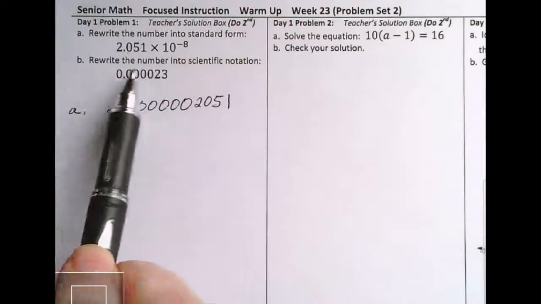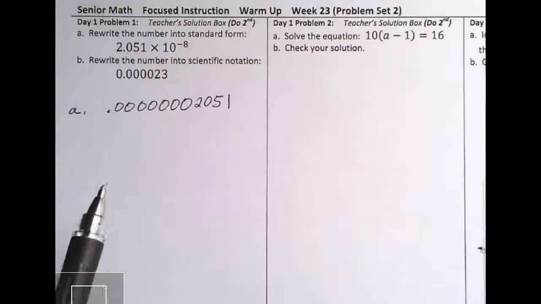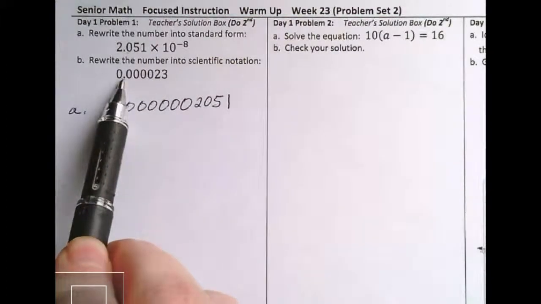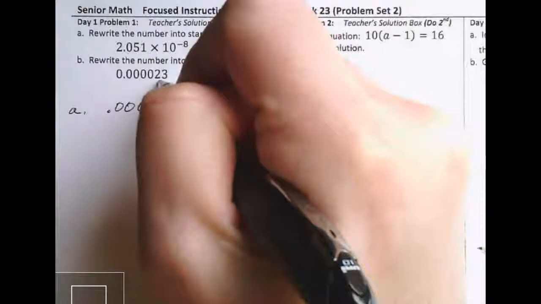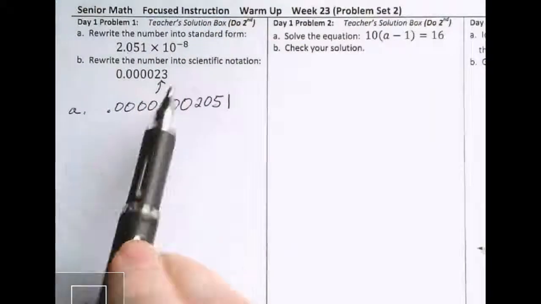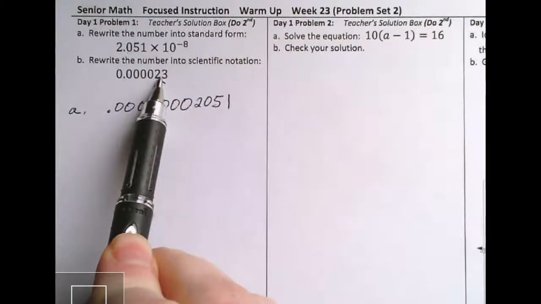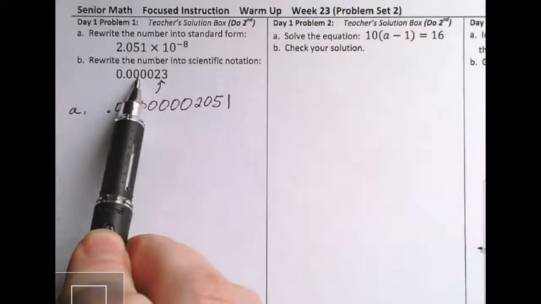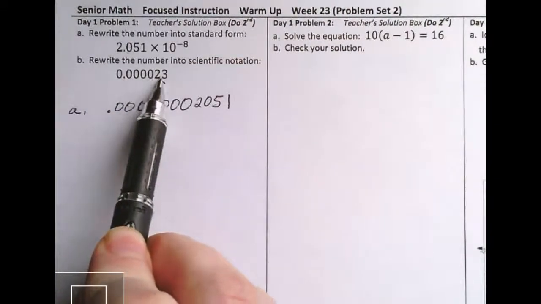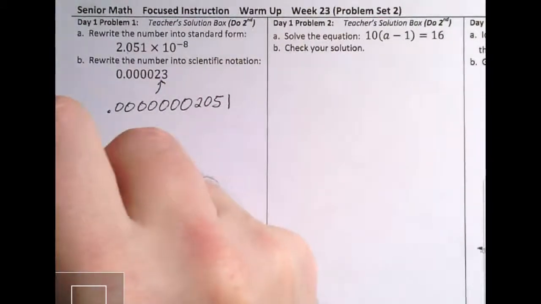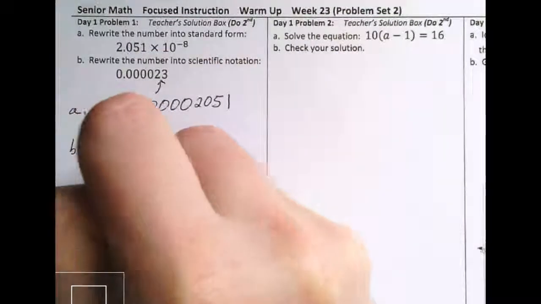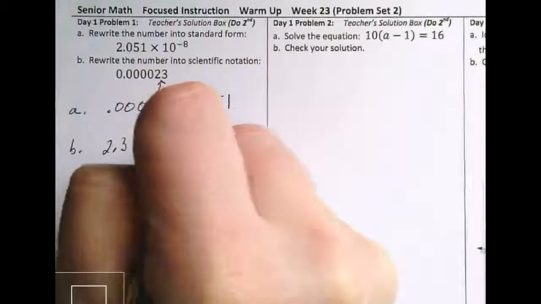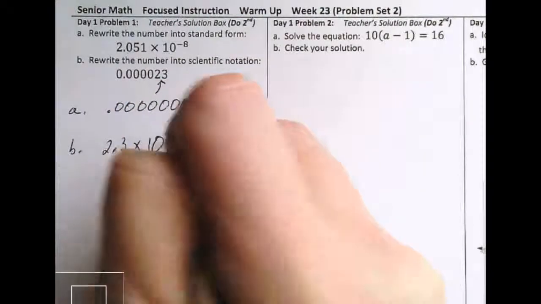Now question B, rewrite this number into scientific notation. Here's the decimal point right now in the number, but in scientific notation the decimal point always comes so that there's one digit to the left of the decimal point. We need to put it right here. So that means it needs to be moved 1, 2, 3, 4, 5 positions. That will create 2.3 and then times 10 to the negative 5th power.